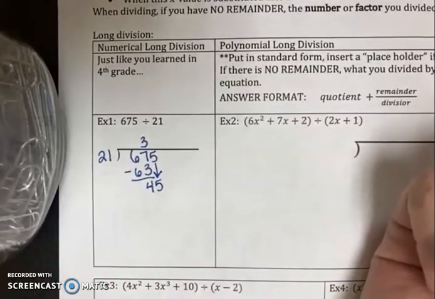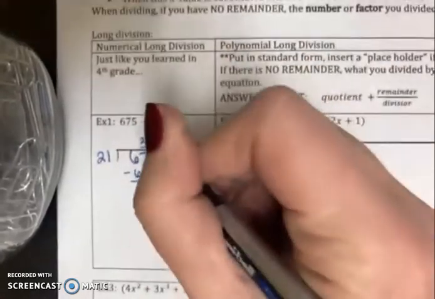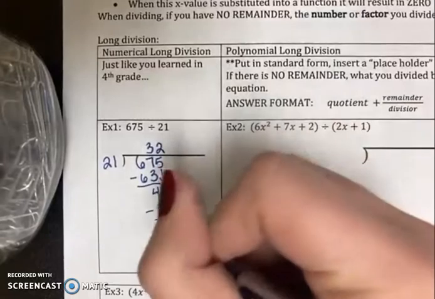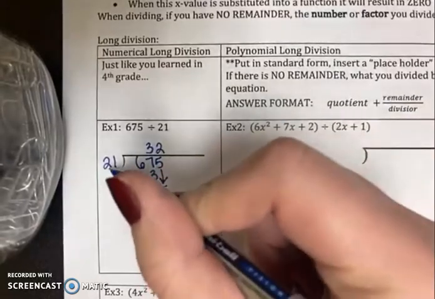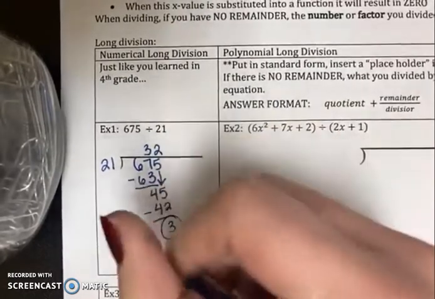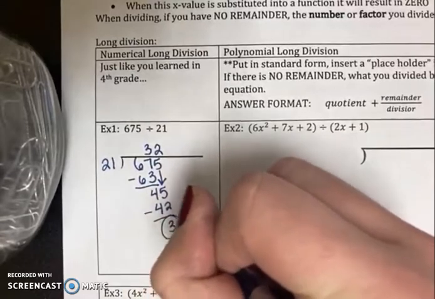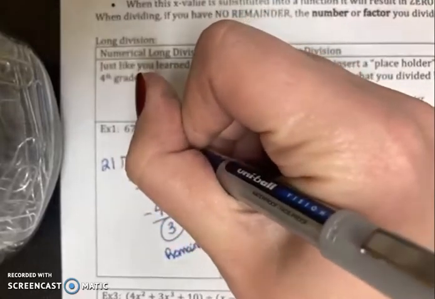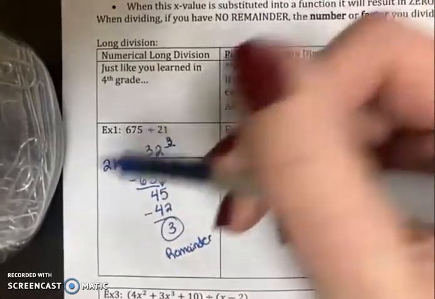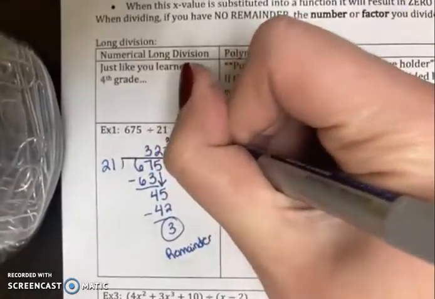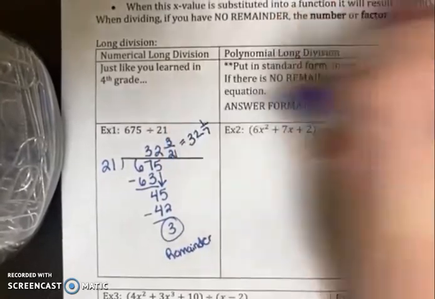We need to ask ourselves, how many times does 21 go into 45? And the answer is 2, because 2 times 21 would give me a 42. Subtract that number from the 45, I get 3. How many times does 21 go into 3? Well, it doesn't. 3 is too small. So 3 is what we would call our remainder. You would write your remainder as 3 over 21, which is equivalent to 32 and 1/7.